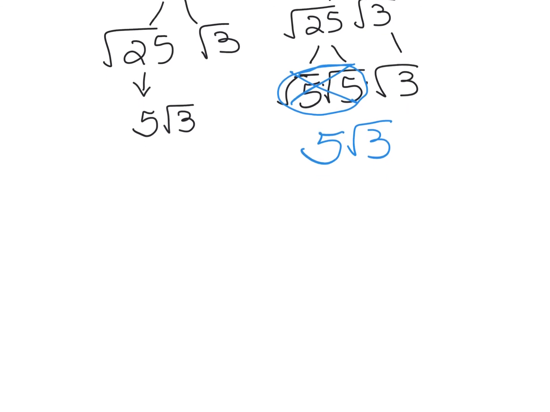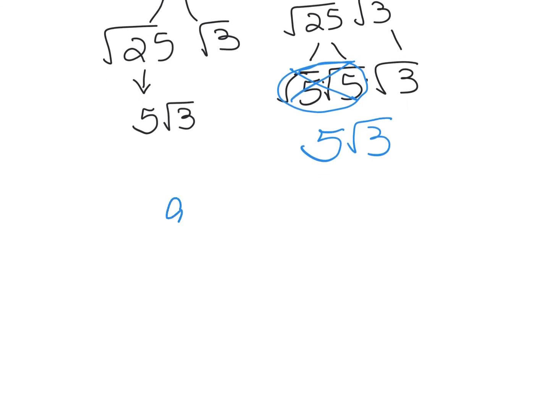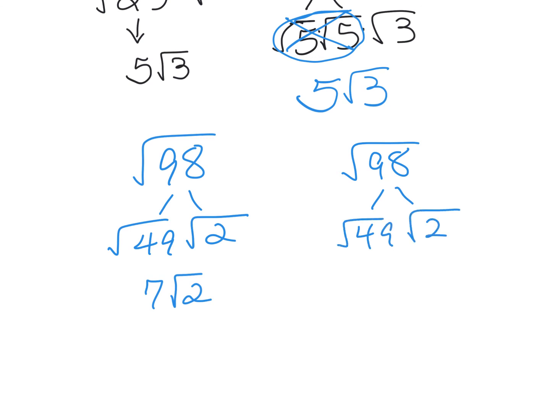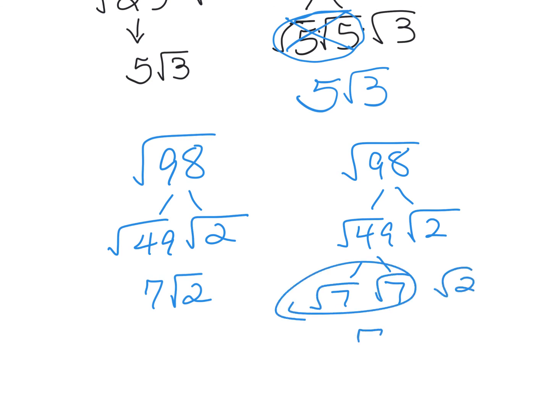Another one we could do would be 98. I could break this into 49 times 2. Now, if you realize 49 is a perfect square, square root it and leave the 2 underneath. If you didn't, then what you could do is keep breaking it down. 7 and 7. Leave the 2 underneath. Make a pair, it comes out, and leave the 2 underneath.